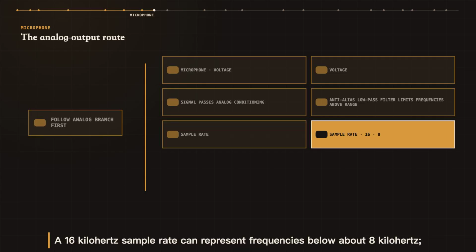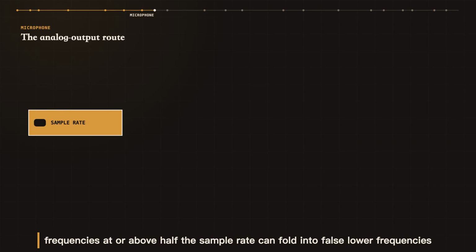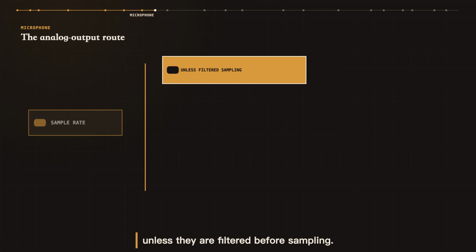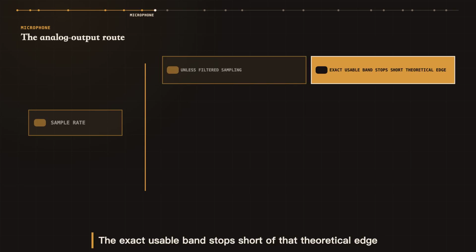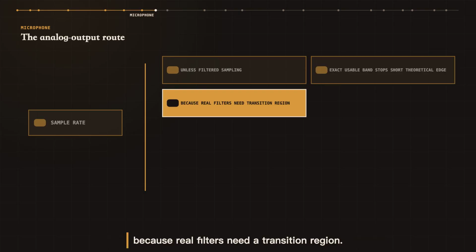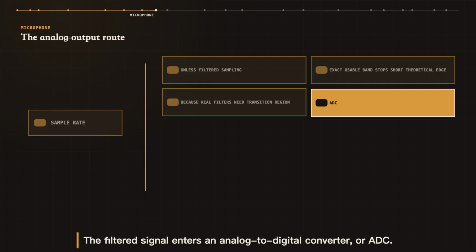A 16 kHz sample rate can represent frequencies below about 8 kHz. Frequencies at or above half the sample rate can fold into false lower frequencies unless they are filtered before sampling. The exact usable band stops short of that theoretical edge because real filters need a transition region. The filtered signal enters an analog to digital converter, or ADC.